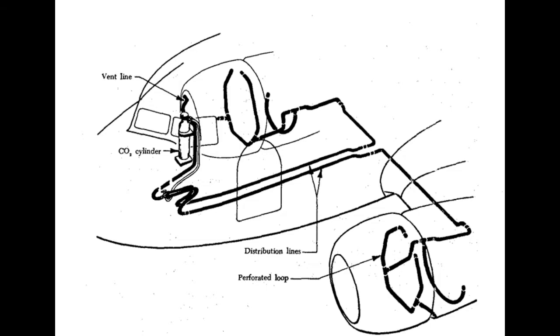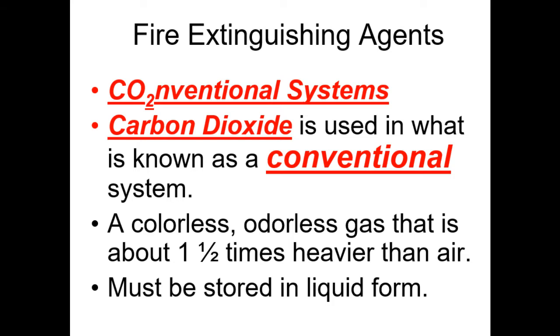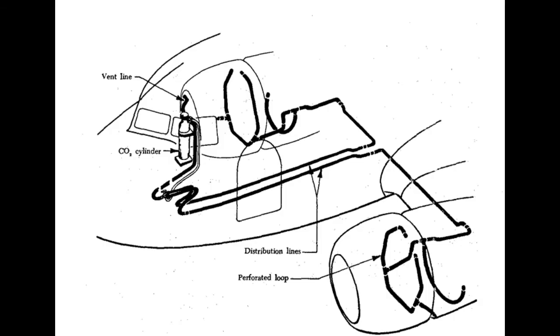The CO2 is distributed through tubing from the containing cylinder valve to the control selector valve assembly in the cockpit where we're going to control it. From the control selector valve assembly, it is routed through tubing to perforated loops which encircle the engines. This is going to be a distinction from HRD systems, which use nozzles, as we're going to talk about soon. In the conventional CO2 systems, we're going to use tubing that is perforated. It has holes in it, and it distributes that CO2 over a larger area.